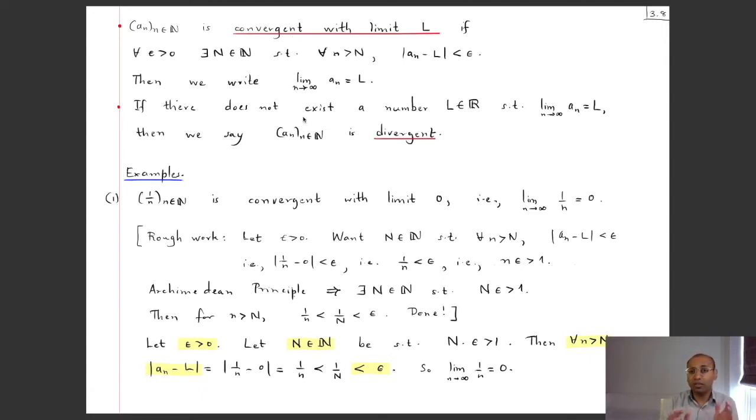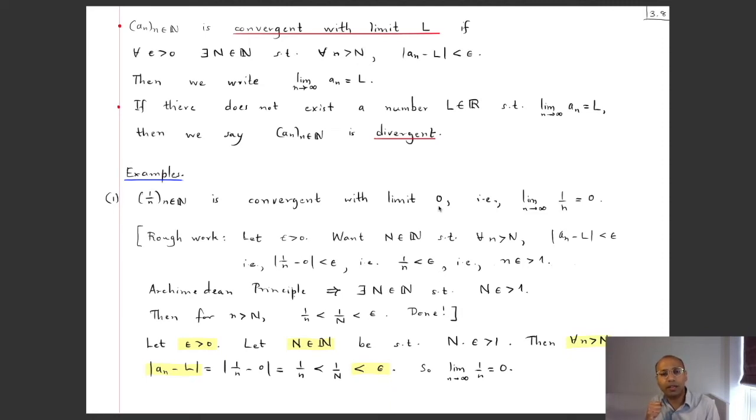And if there does not exist a real number L such that this happens, so that the sequence is not convergent to any real number L, then we say that the sequence is divergent. Let's see some examples of convergent and divergent sequences. Let's take the example that we started with, 1 by n, where the nth term is given by 1 by n. I claim that this is convergent with limit 0. We had seen that intuitively, but now let's use the definition to check this.